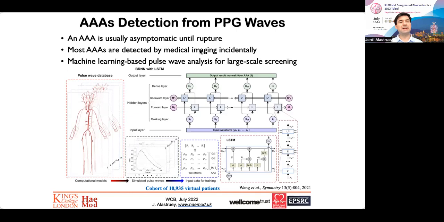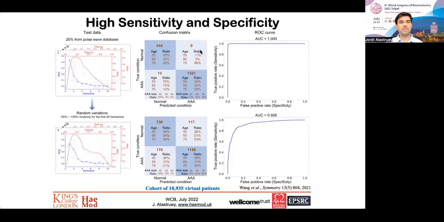We have created a machine learning architecture based on a recurrent neural network to detect AAAs from the PPG pulse wave. Our method was trained and tested using the PPG signal measured at the finger from a dataset of over 10,000 virtual subjects with and without AAAs. The model had a very high sensitivity and specificity in early detection of AAAs, as the confusion matrix and receiver operator characteristic curve show at the top. We then simulated a more realistic scenario during testing by adding random noise to the PPG pulse wave.